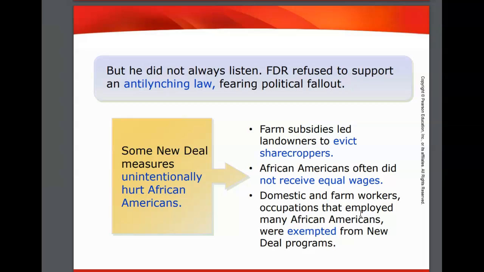FDR refused to support that anti-lynching law and some of the other points that I just made. Some of those other New Deal measures unintentionally hurt African Americans, in other words, these were things that happened that weren't passed on purpose. Like I said, farm subsidies led landowners to evict sharecroppers. African Americans often did not receive equal wages to whites. And like I said, domestic and farm workers really didn't benefit from some of the programs like Social Security because those occupations were exempted from New Deal programs.